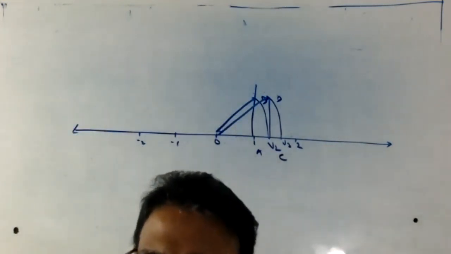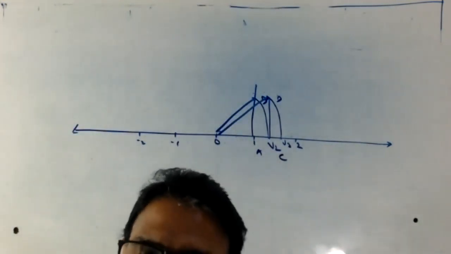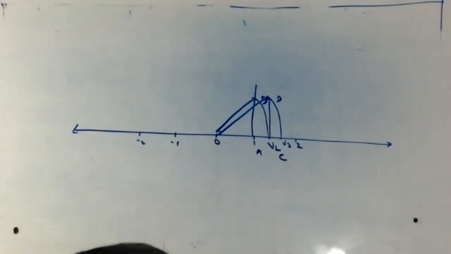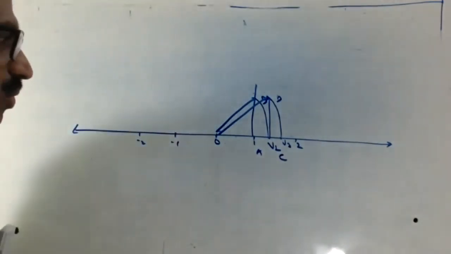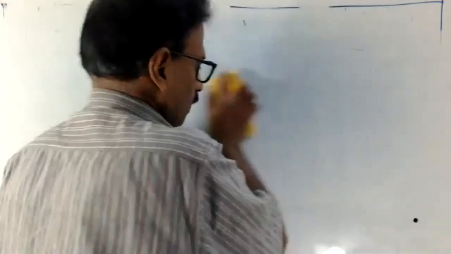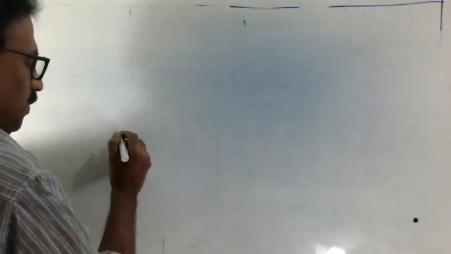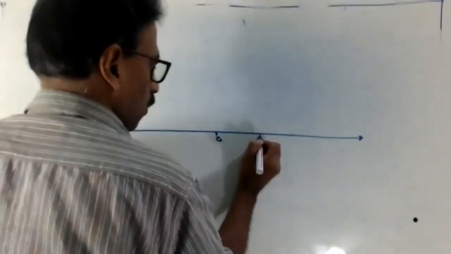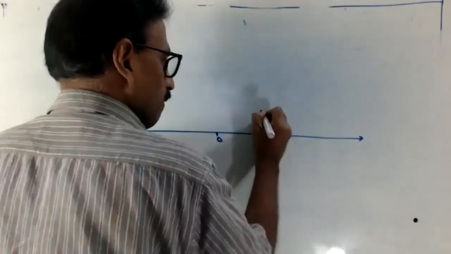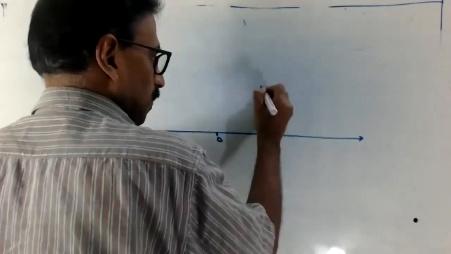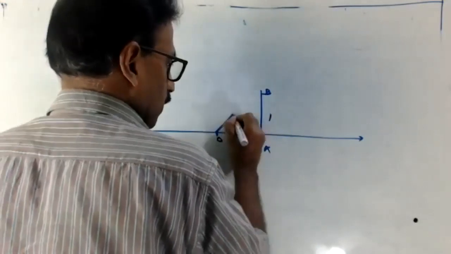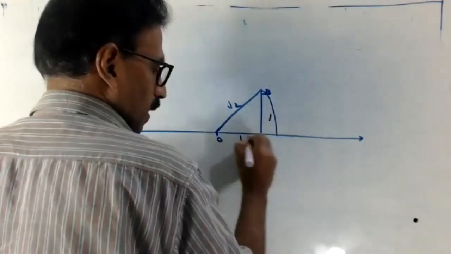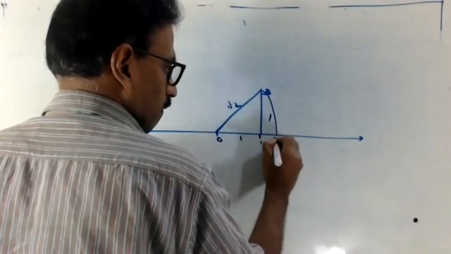So, finished or not? Root 3 finished? First you listen, then you draw. Last class you did root 2. Same root 2. Look again. First you did O, then again 1 unit. This is A. Here B. This is 1. This is 1. Join this one. This is root 2. Then mark this C here. This is root 2.